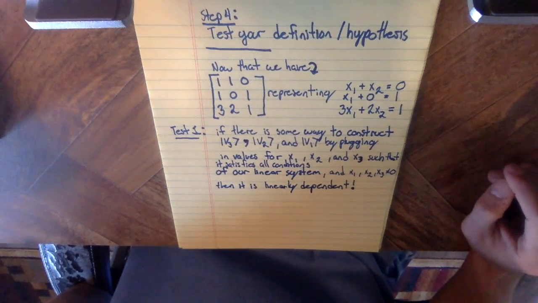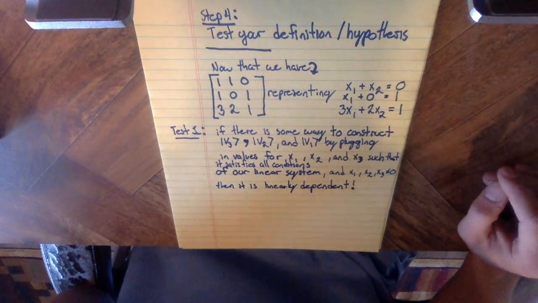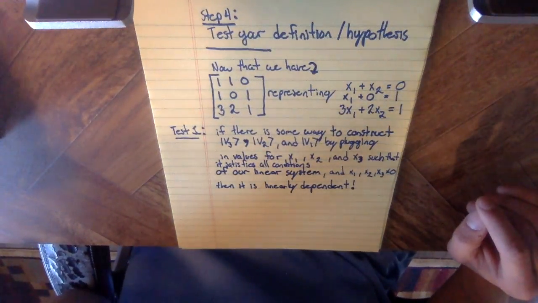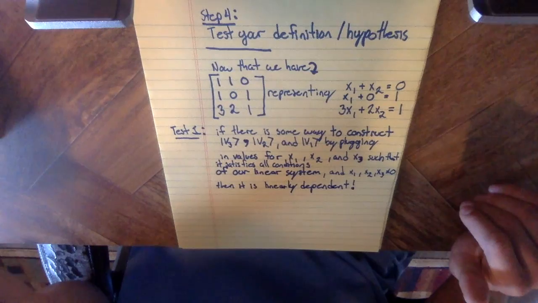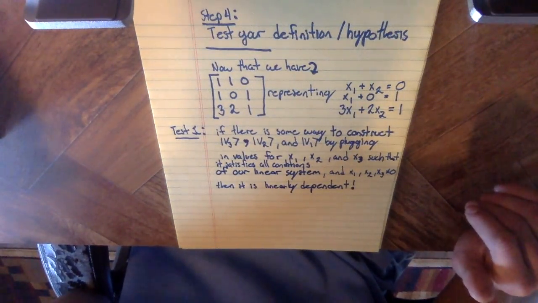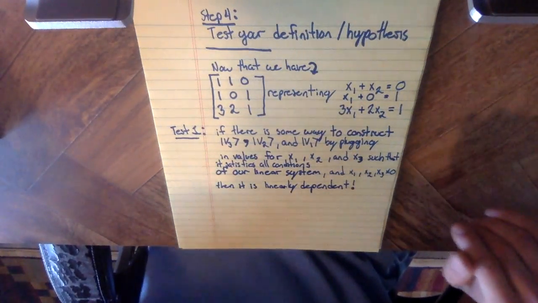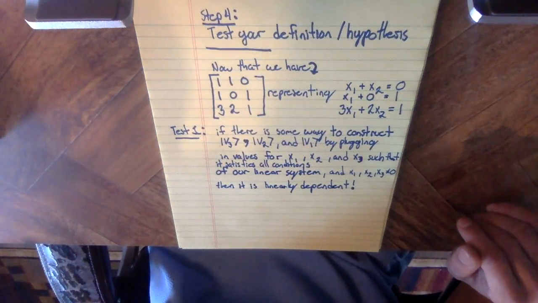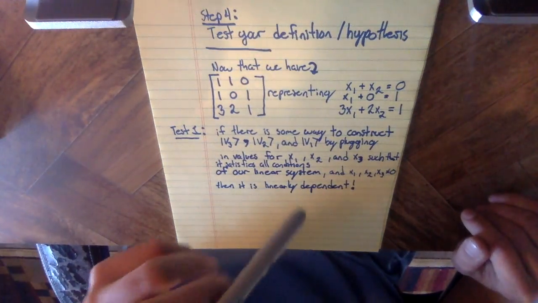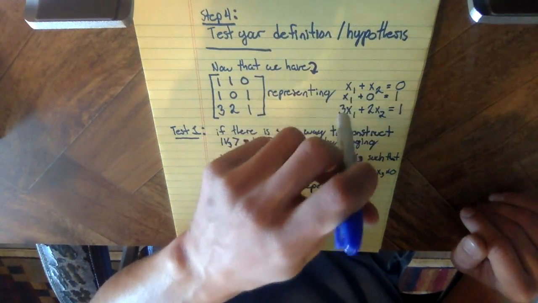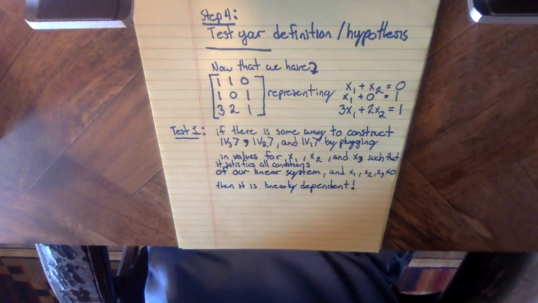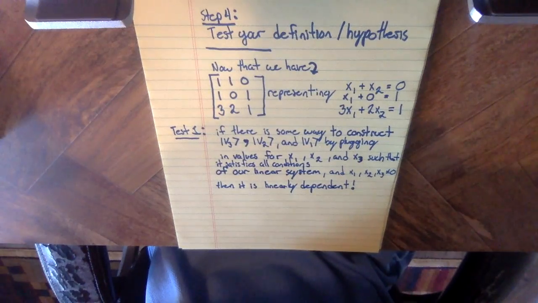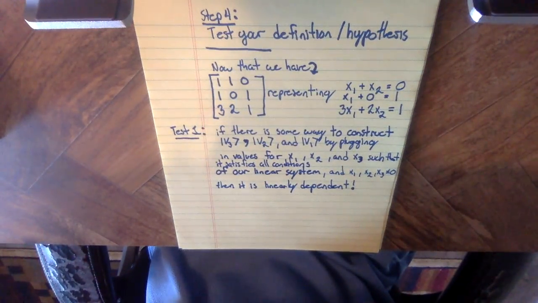Now we move to step 4, our final step, which is to test your definition and your hypothesis. Now that we have the matrix and its corresponding linear system, we can test to see if it's linearly dependent, if there's some way to construct v1, v2, or v3 by plugging in values for x1, x2, and x3 such that it satisfies all conditions of our linear system. You can think of the first line, second line, and third line of our linear system as the 3 conditions that it must satisfy in order to be linearly dependent. That's given that x1, x2, and x3 are not equal to 0.